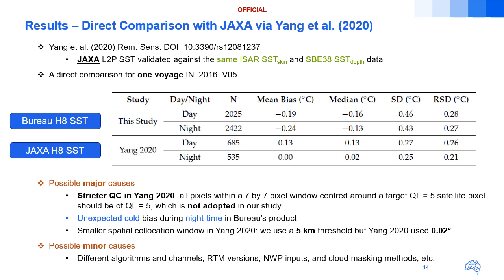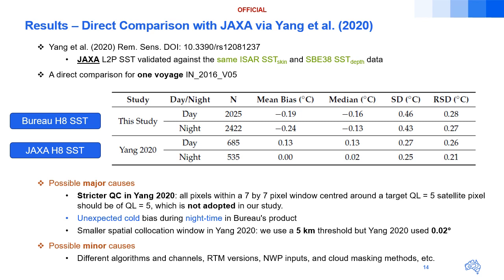We have also performed the same case study for the same voyage, and the results are shown here in this table. So basically, all the numbers in our study are larger. For example, we have a much larger matchup database in both daytime and nighttime. Mean biases are larger, the cold biases, especially for the nighttime, which is really surprising to us. And we also have a standard deviation larger than Yang 2020.